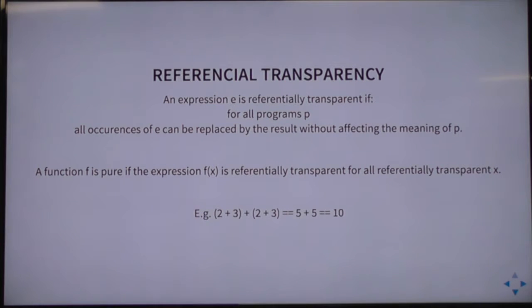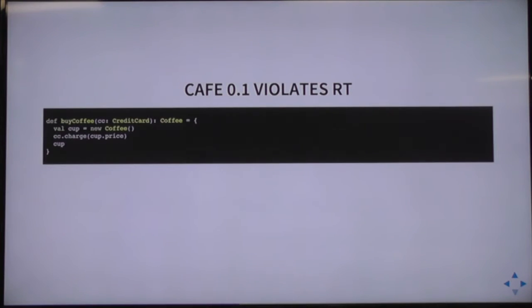That's a weird kind of edge case of this definition, but it's really important, it's not just about getting rid of mutability. We can use mutability, but only when it's contained, when it's modular. So if we go through it, it's pretty obvious, but we'll go through the simple thing of how our 0.1 version of the cafe violates referential transparency.